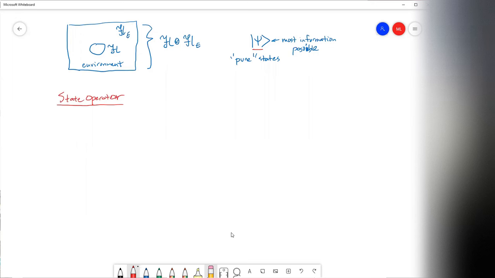The way you do it is, instead of thinking about this ket, you think about the projection operator onto the state. And so the equivalent of a system being in a ket psi would be that the system has this as its state operator. This is what describes the state. So it's just a different way of describing the state of a system. You don't describe it with a vector in a Hilbert space. You describe it as an operator, a projection operator in the Hilbert space.